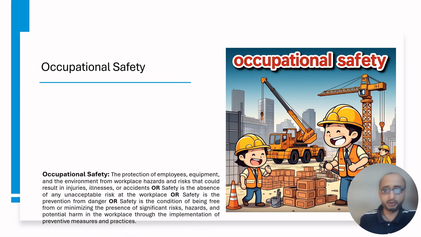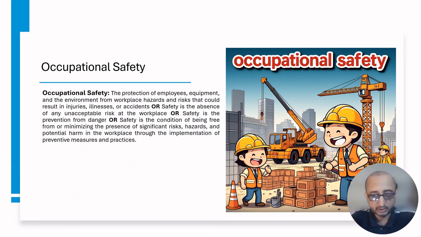Now we understand occupational safety. So what is it? Let's define it. There are three or four definitions, so let's look at them. The first one: the protection of the employees, equipment, and environment from workplace hazards and risks that could result in injuries, illness, or accidents. The second is the best one: safety is the absence of any unacceptable risk at the workplace. Or safety is prevention from danger, a condition of being free from them or minimizing the presence of significant risks, hazards, and potential harm in the workplace through the implementation of preventive measures.